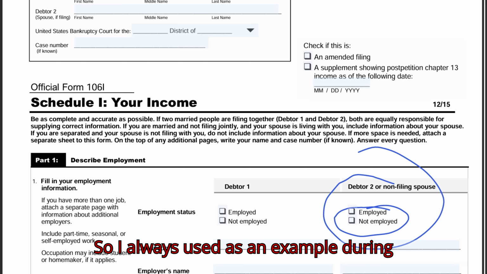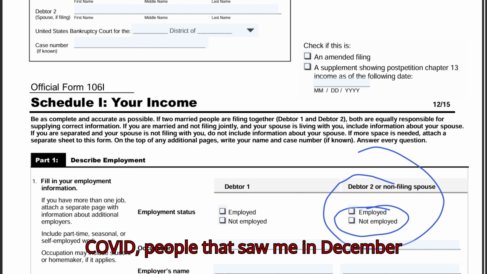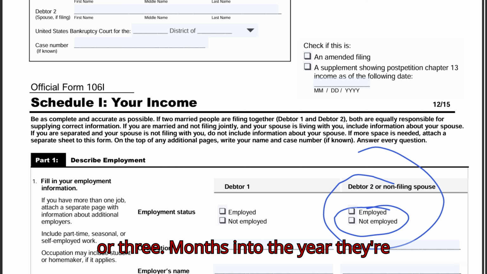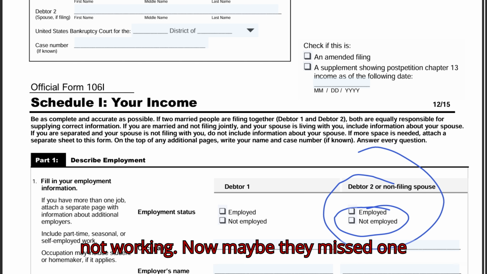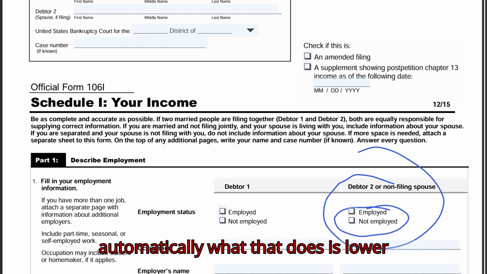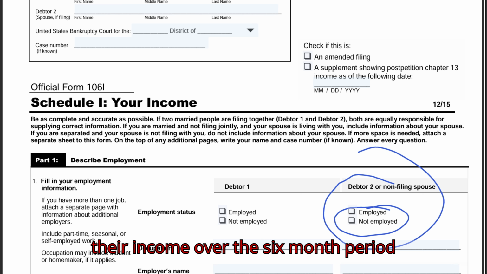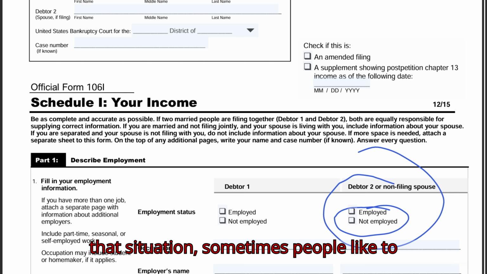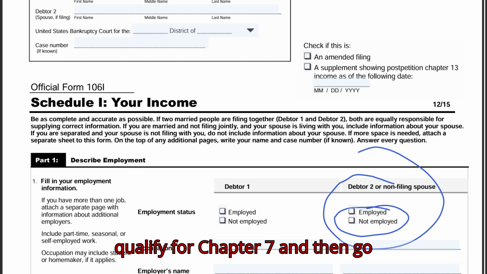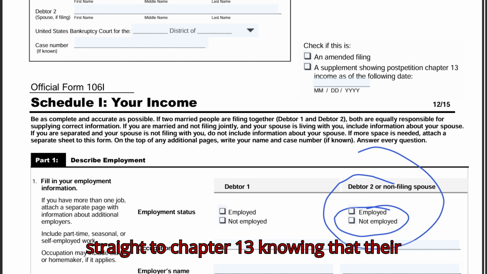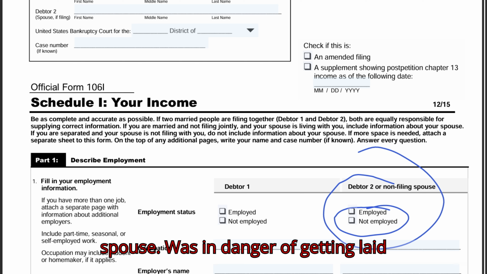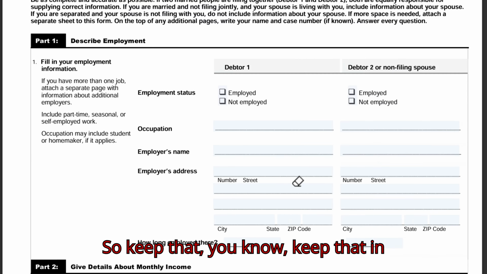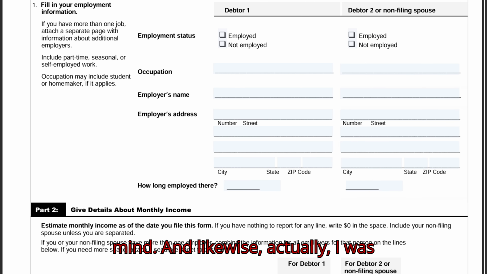So I always use as an example during COVID, people that saw me in December 2019 didn't qualify. All of a sudden, we're 2 or 3 months into the year. They're not working now. Maybe they missed 1 month or 2 months of paychecks, and automatically, what that does is lower their income over the 6 month period, and then they qualify. So if you're in that situation, sometimes people like to jump the gun and say, well, I don't qualify for Chapter 7, and they go straight to Chapter 13, knowing that their spouse was in danger of getting laid off, especially nowadays, unfortunately, where layoffs have become so common. So keep that in mind.